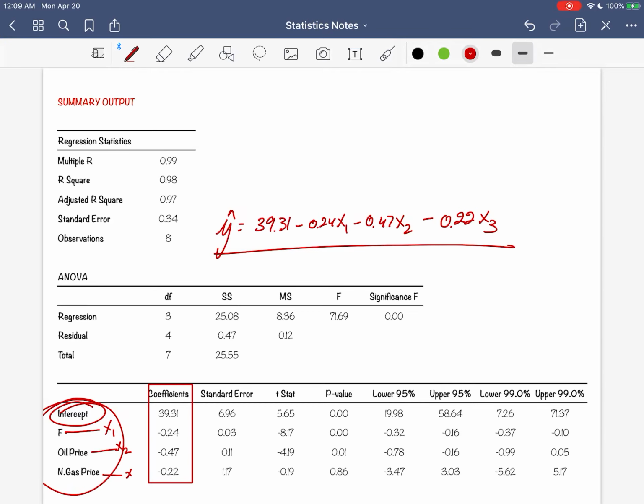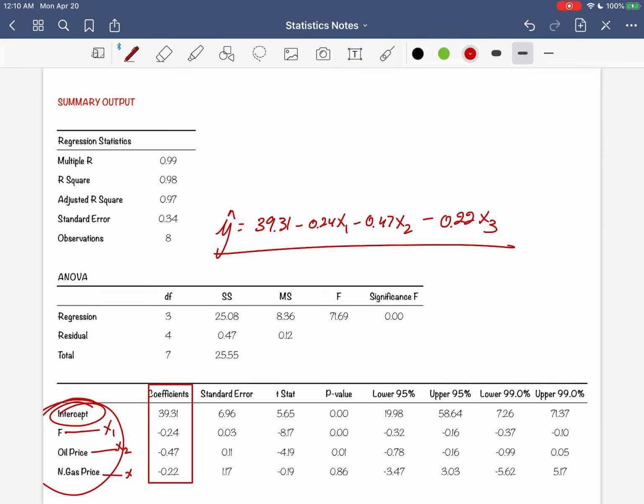So if someone asks you to explain the coefficient for the second variable, you say that, holding other things equal, and this is a very important statement when you are dealing with chapter 14, multiple regression, holding all other variables equal, for a 1 unit change in oil price, the consumption of natural gas will drop by 0.47 millions of cubic feet. In other words, 470,000 cubic feet of natural gas. So that's the correct statement. Holding other things equal, Y will change by this much if X changes by 1.